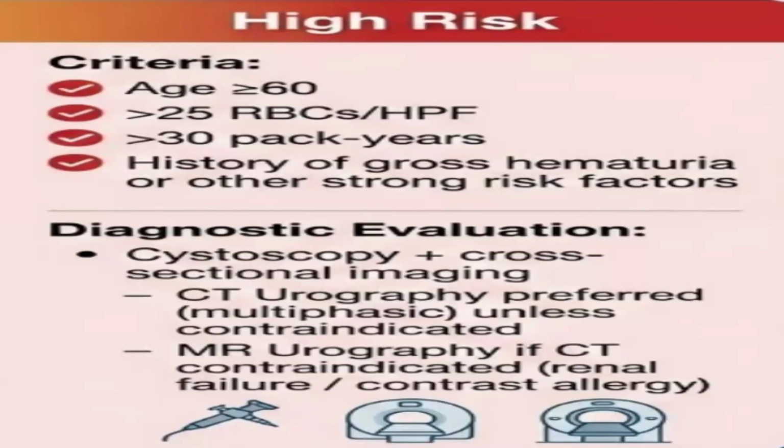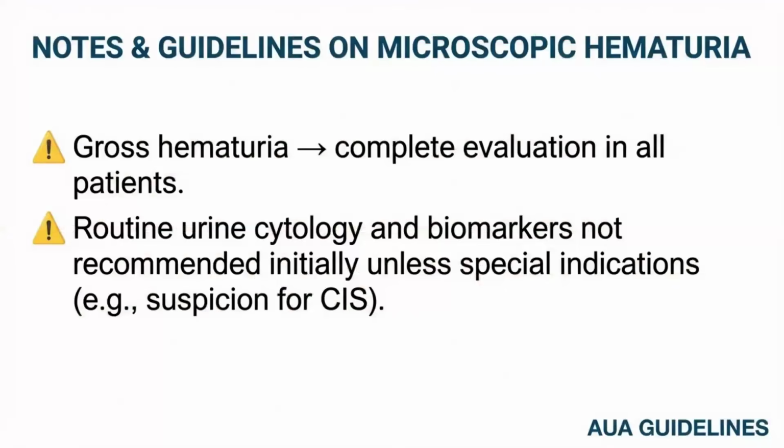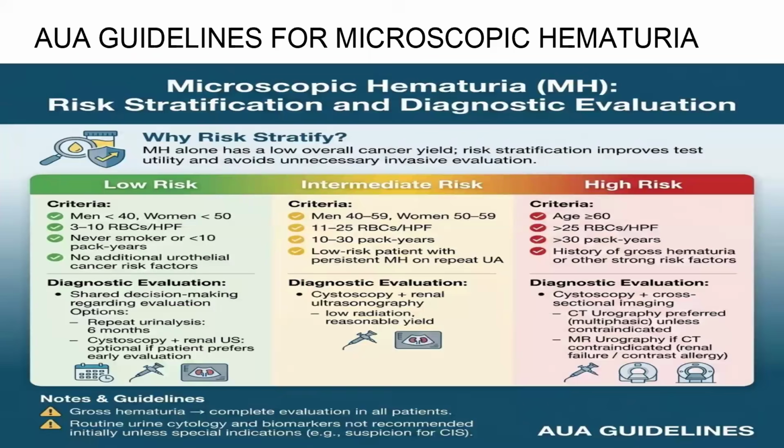High risk patients are those above 60, or more than 25 RBC per high power field, more than 30 pack years, and history of gross hematuria or other strong risk factors. The evaluation would be best done by cystoscopy plus cross sectional imaging, either CT urography or MR urography. In cases of gross hematuria, complete evaluation is necessitated in all patients, and routine urine cytology and biomarkers are not recommended unless there is a special indication, such as suspicion for CIS. These are the latest AUA guidelines, and this is one compiled table.